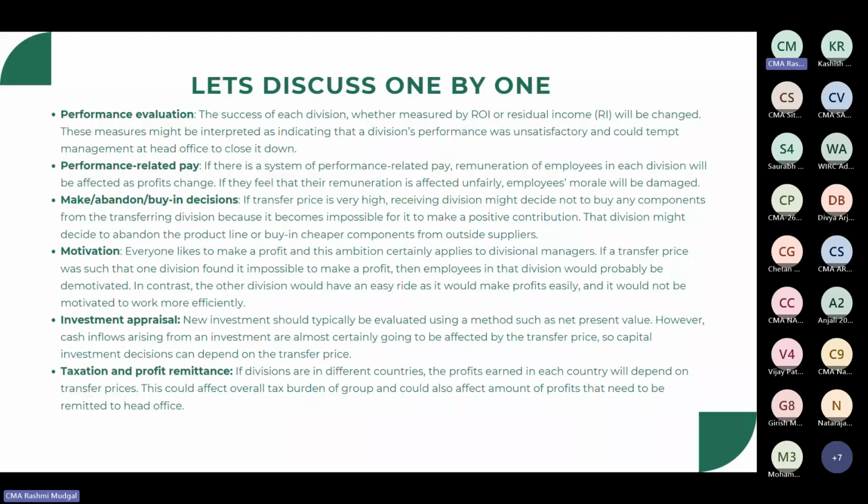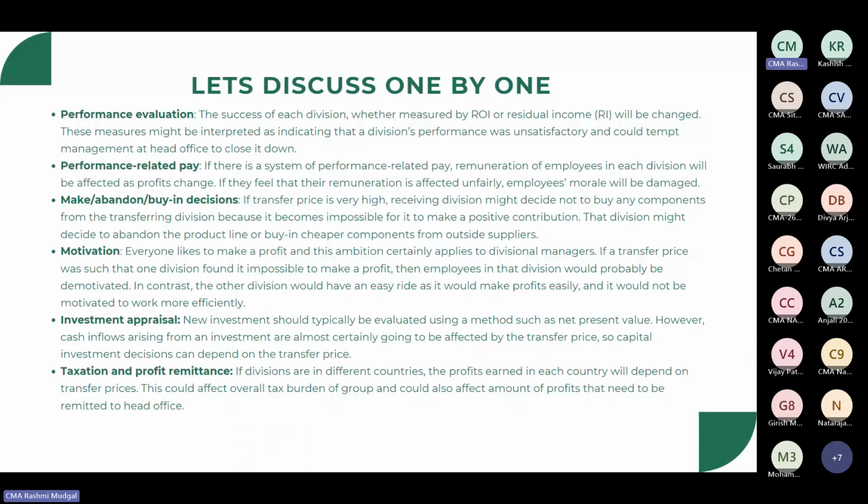So in this area, what I decide is not to buy components from the transferring division, because it becomes impossible for it to make a positive contribution because of this department only. The bottleneck will also be recognized by this exercise. This division might decide to abandon the product line or buy in a cheaper component from an outside supplier, because my cost of production is higher than what I pay another company that produces it at a cheaper price because of many factors.